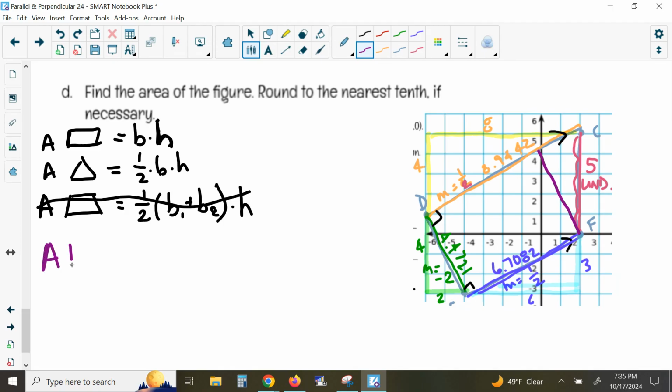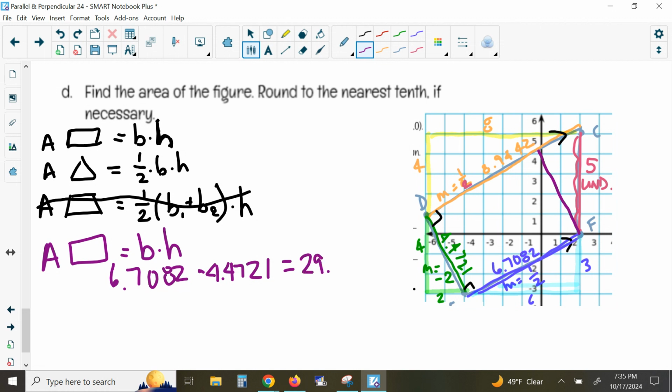So the area of the box, we know, is base times the height. So we need to basically tip this box over. And what is the base? The base right here is 6.7082, right? And then the height of it would be standing straight up tall, which would be the 4.4721. So all we have to do is multiply these two numbers together, and we'll get the area of the box. Okay, so the area of the box I got to be about 29.9997 or something like that. So it's pretty darn close to 30, right?